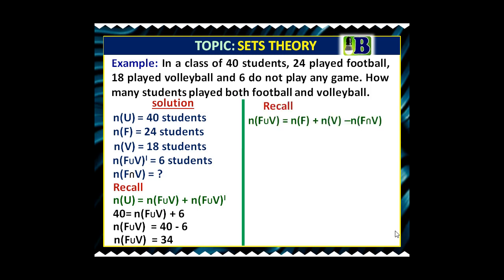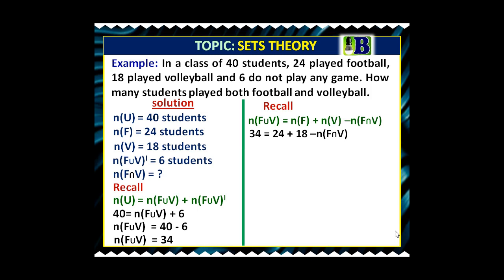The formula says the union of volleyball and football is equal to the number of students that participate in football plus the number of students that participate in volleyball minus the intersection. We already know the number of students that participate in football or volleyball, which is 34. So we input the values into the equation. It's going to be 34 equals 24, where 24 represents the number of students that participate in football, then the 18 refers to the number of students that participate in volleyball, minus the intersection.